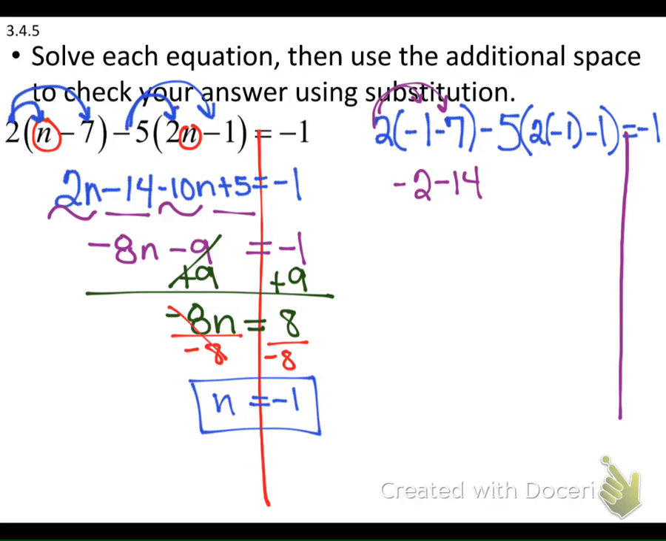Then I have a second set of parentheses here. I cannot distribute the negative 5 to this set of parentheses because there are 3 groups of numbers in here. So distributing would not work here. So I'm going to have to work within the parentheses. So 2 times negative 1 will be negative 3. Then I would take negative 3 minus 1, which would equal negative 4. So I bring down my minus 5, and then in parentheses, I put in my negative 4.